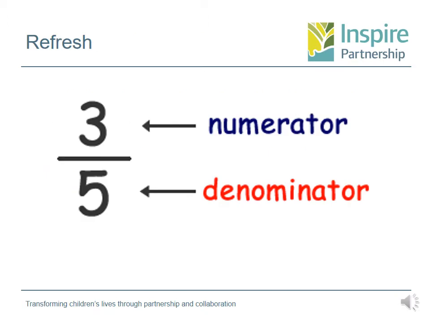Our numerator is our top number, and in this case it's the 3, and our denominator in this fraction is 5, so it's 3/5. So the numerator is the top number, and the denominator is the bottom number.